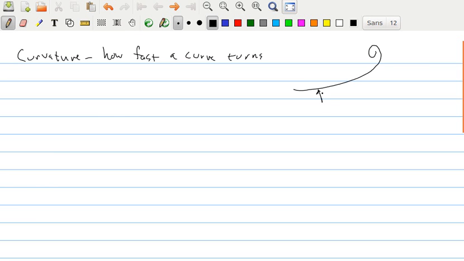So right here, the curvature, which we use the Greek letter kappa, is going to be small because there's not very much curve to the curve. There's not much turn to it. Whereas over here, as it starts to spiral tighter, the curvature here is going to be much larger. So the big curvature tells you the curve is turning faster.